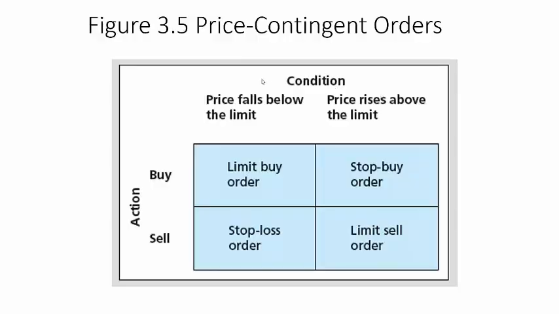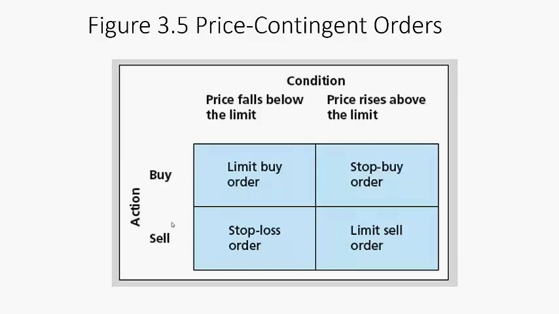On the columns, the condition; the rows, that's the action. So let's assume that you're investing in Facebook, Apple, and the price falls below the limit. All right? The price falls below the limit, and the limit is this boundary. Then you may decide that you want to buy. The action might be to buy, and you'll use a limit buy order.